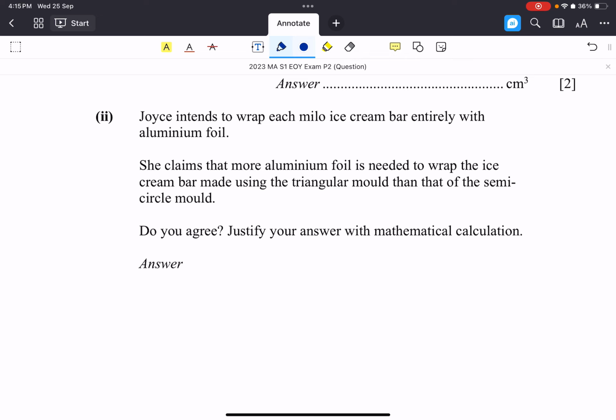She claimed that aluminum foil is needed to wrap the ice cream bar, and that using the triangular mold needs more foil than the semicircle. So do I agree? Well, what we need to do is work it out. To use the aluminum foil to wrap, what you are actually finding is the surface area.